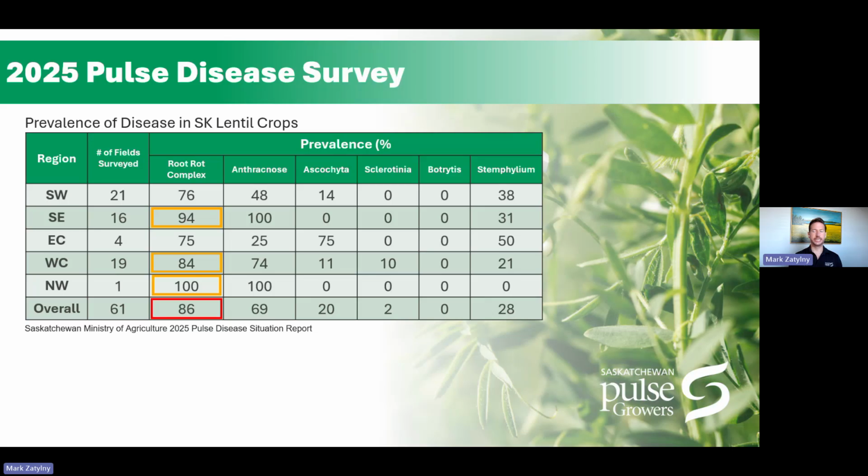Starting with the lentil disease results, this is how many fields showed disease of the 61 field survey. No fields in the Northeast were surveyed, so I don't have any results from that area of the province, but root rot was showing up in 86% of the fields surveyed. The Northwest, Southeast, and West Central areas had the most root rot, and over 3/4 of all the fields in those regions showed symptoms of root rot.